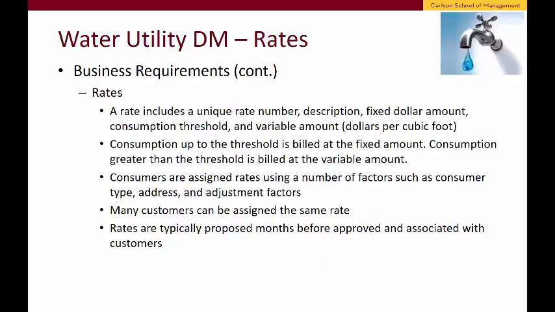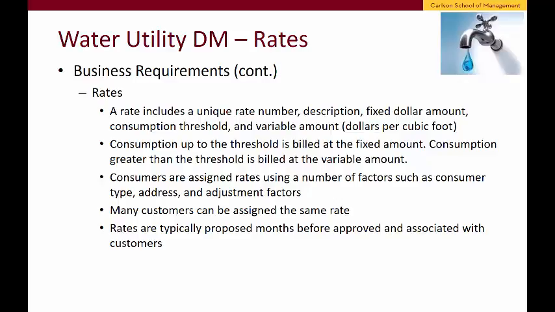Rates are characterized by unique rate numbers, each of which describes a different set of parameters associated with that particular consumption rate. These parameters are description, a fixed dollar amount applicable below the given water consumption threshold, and the variable dollar amount that is quoted per cubic foot of water consumed. The rates are designed, or assigned I should say, based on customer type. Residential rates are typically lower than commercial.